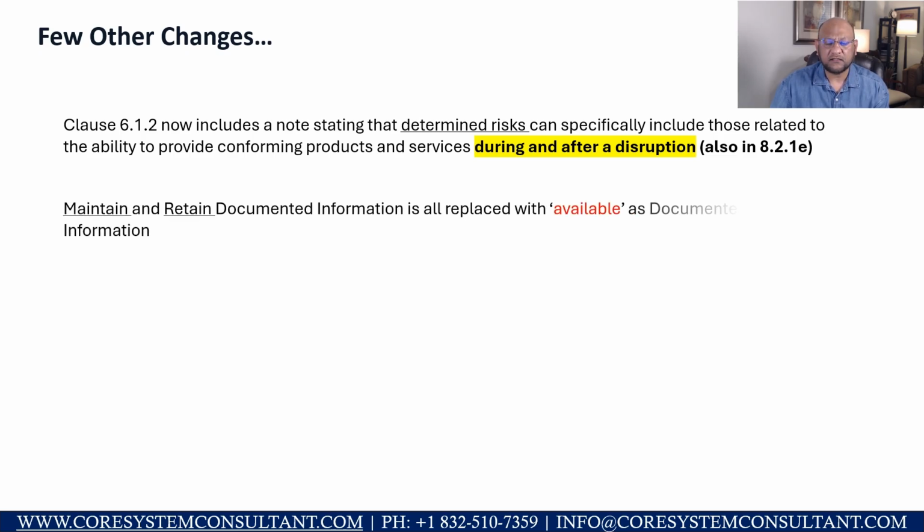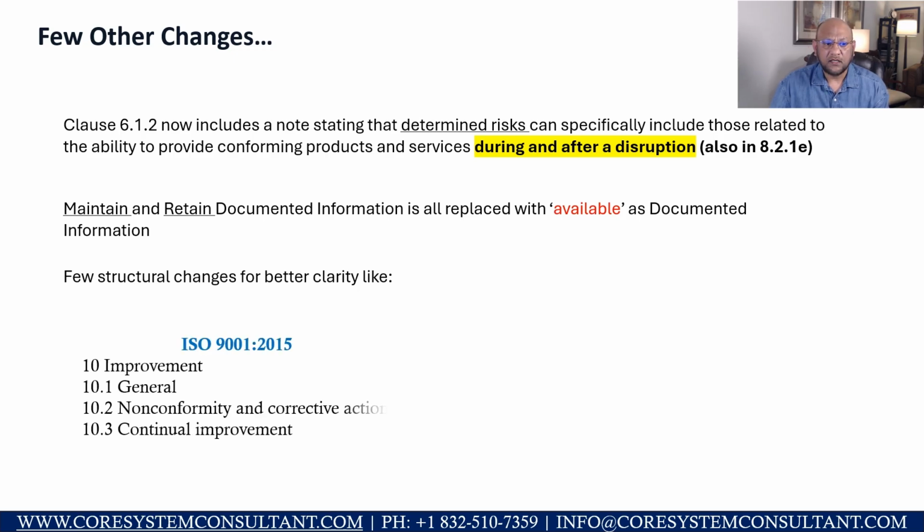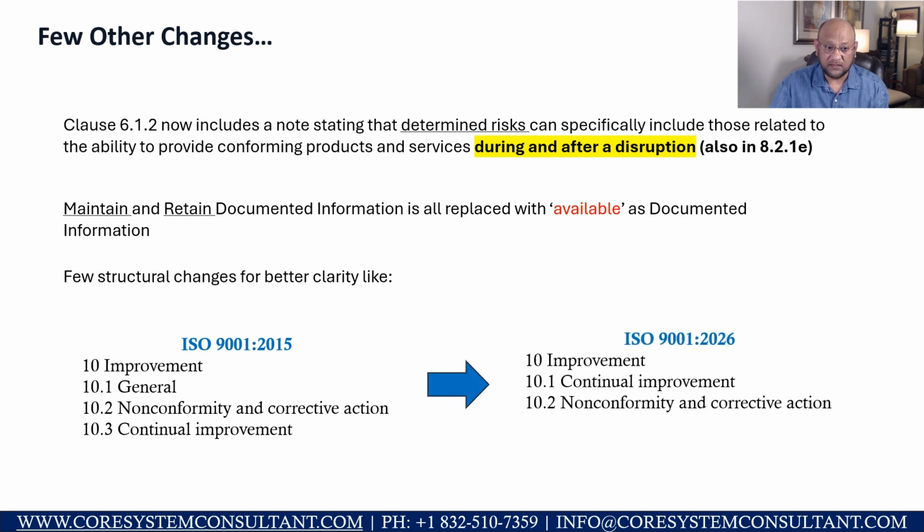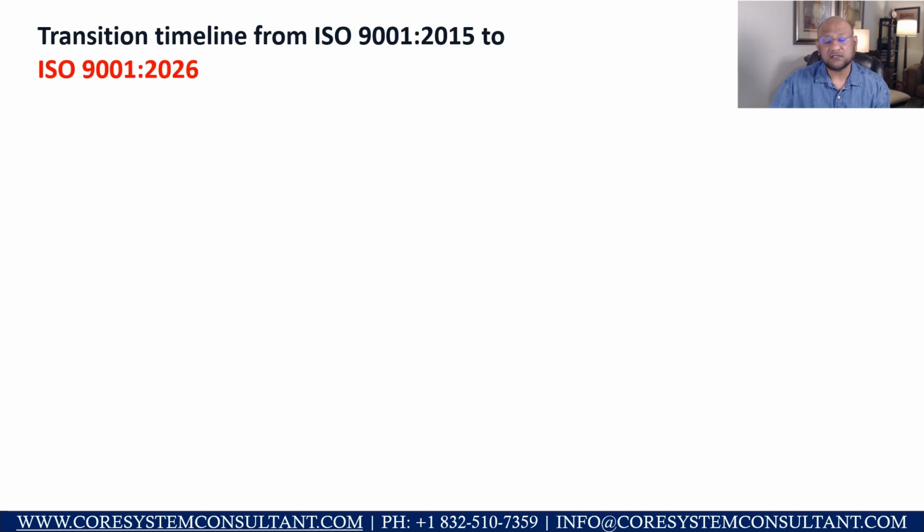The other change is regarding the documented information. The previous maintain and retain has now been replaced with available as documented information. So there's no maintain and retain anymore. It's just available as documented information. A few structural changes, for example, in clause 10, there used to be three subclauses, 10.1, 10.2 and so on. Now they've made two subclauses. It's 10.1 and 10.2 only, which makes all the sense, and they have made it concise to make a sensible approach out of this thing.